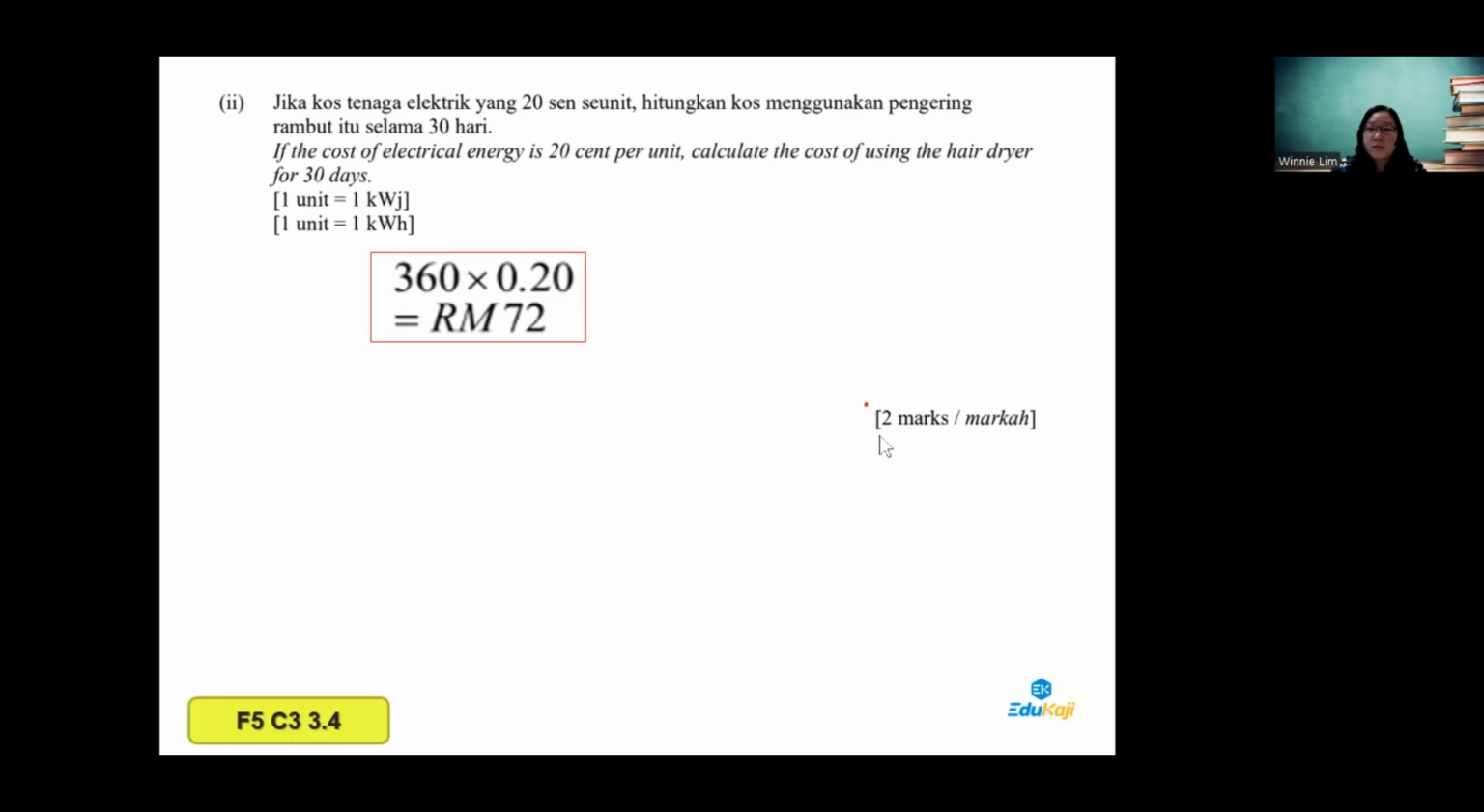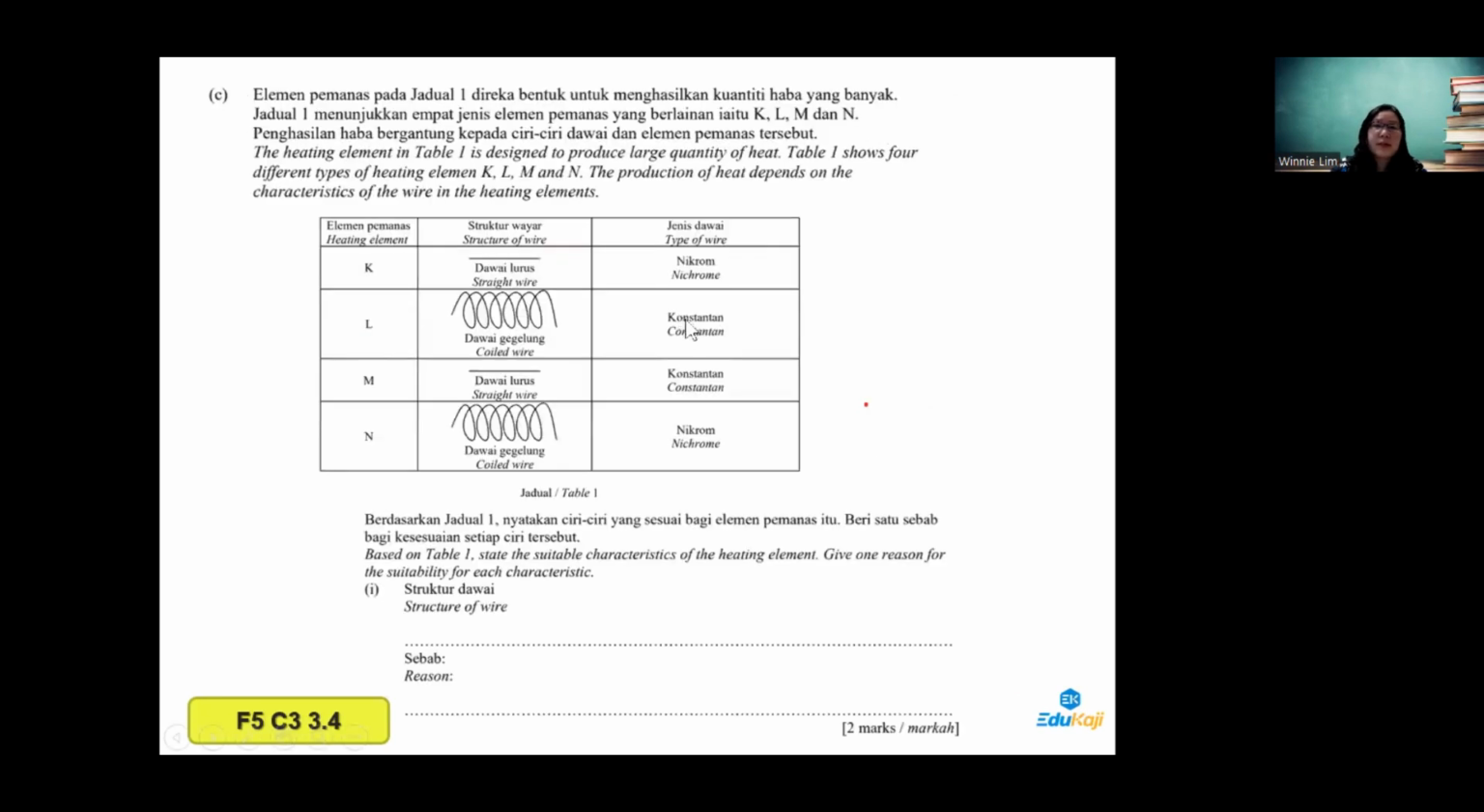Okay, moving on. C. The heating element in table 1 is designed to produce a large quantity of heat. Table 1 shows 4 different types of heating element K, L, M, and N. The production of heat depends on the characteristic of the wire in the heating element. So based on the table, state the suitable characteristic of the heating element and give one reason for the suitability of each characteristic. So in terms of the structure of the wire, then later on they will ask the type of wire as well.